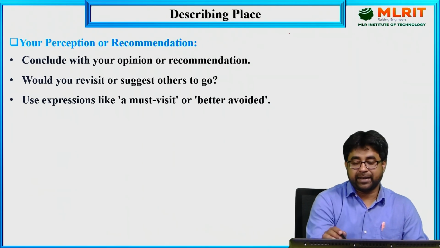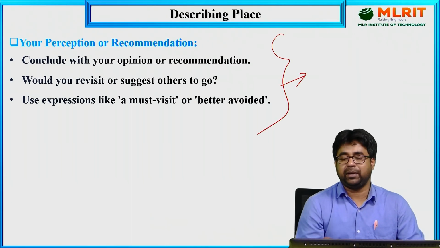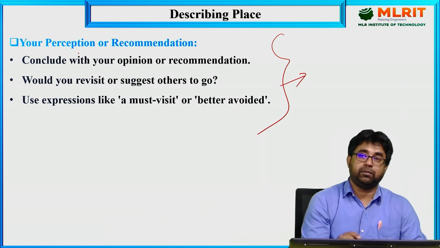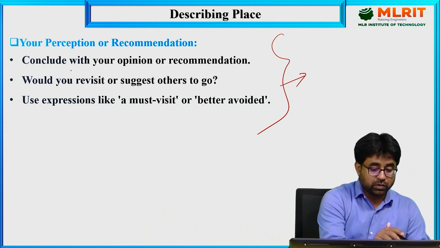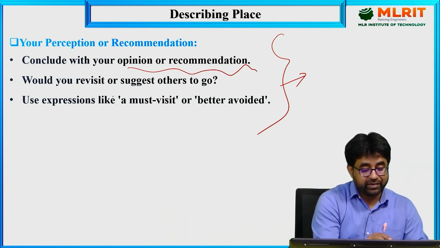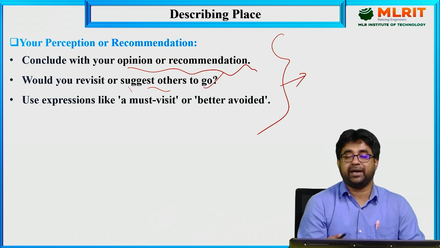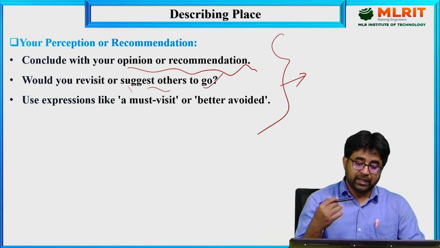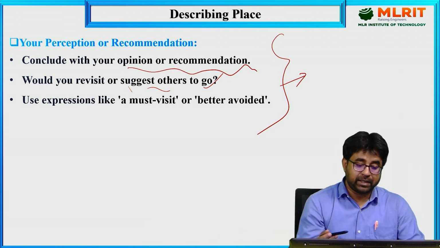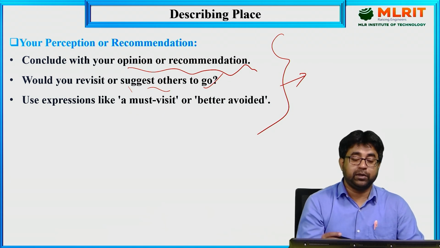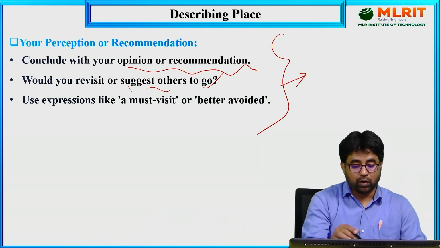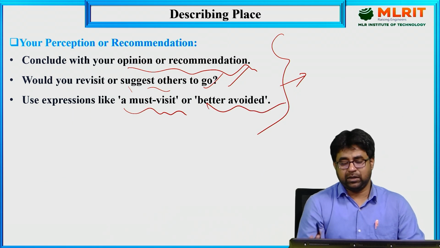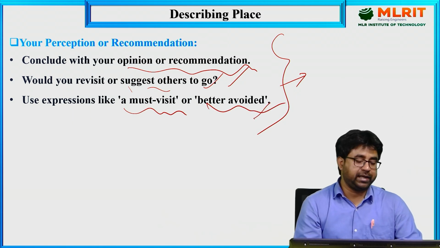Next, your perception or recommendation. Now this is very important. Again, this part normally we miss. So you can conclude the description by adding this particular portion, your perception or recommendation. So with your opinion or recommendation, would you revisit or suggest others to go? Now this is called recommendation. So what is your perception? Like, what is your opinion about the place? Whether you liked the place, whether you didn't like the place, whether you would like to revisit the place, whether you would like to recommend your friends also to visit the place. All those things you can include. So you can include expressions like a must visit, better avoided, accordingly. As per your experience, you can include this portion also.